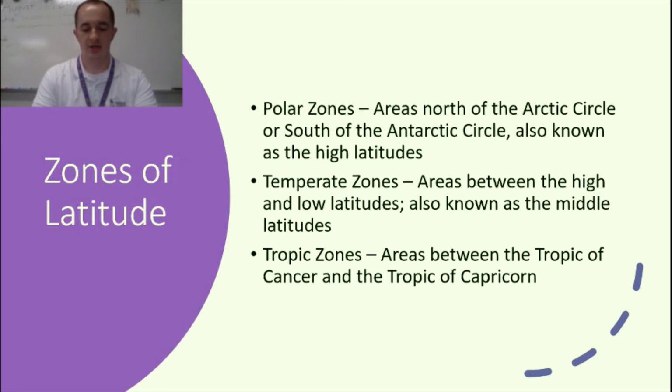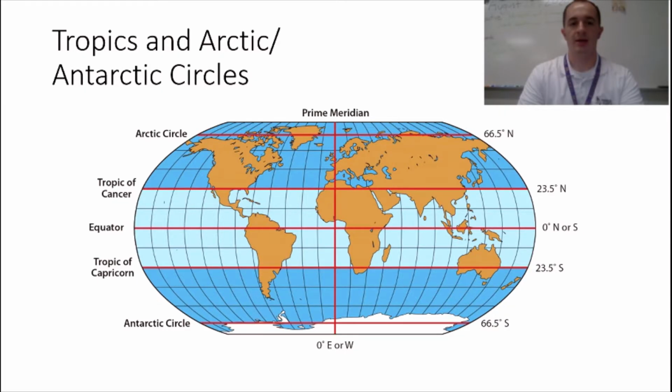So if we go ahead and look at a map, it shows us the tropics and the Arctic and Antarctic Circle. So if we look at this map, at the very top, the top line in red is the Arctic Circle at 66.5 degrees north. So anything above that, anything north of that is in the Arctic zone in the north, and anything below 66.5 south is in the Antarctic Circle.